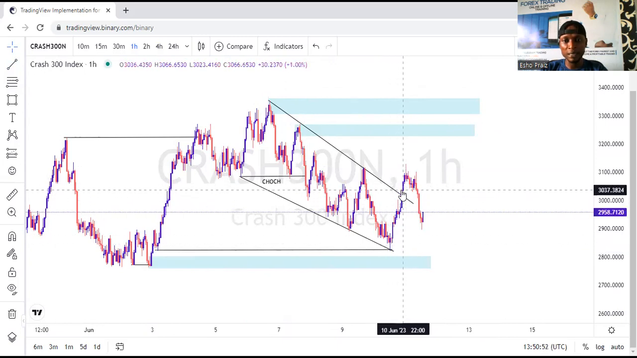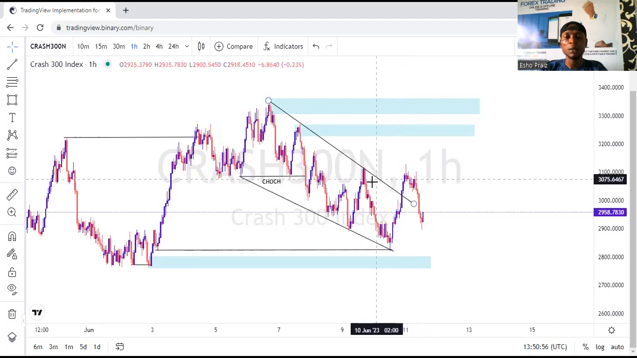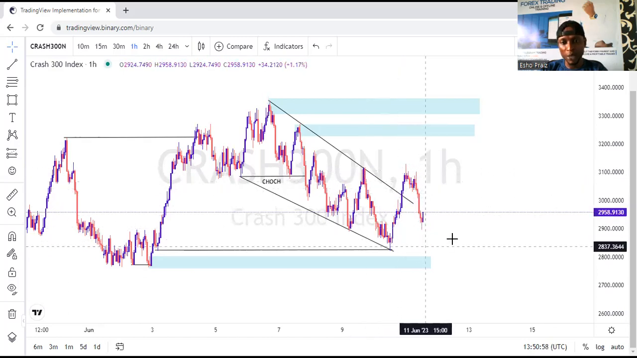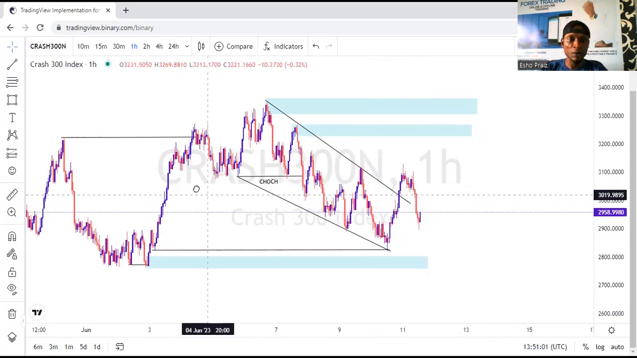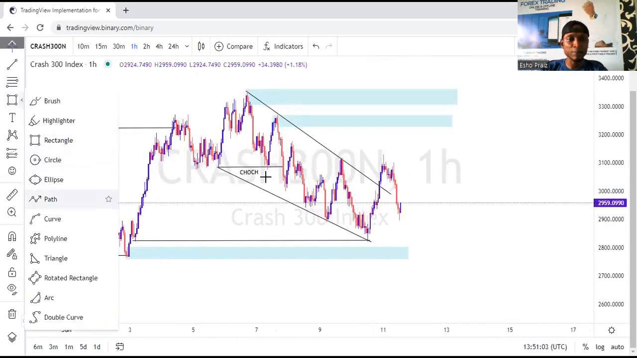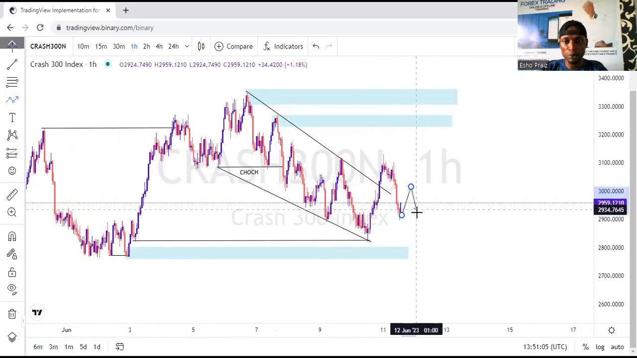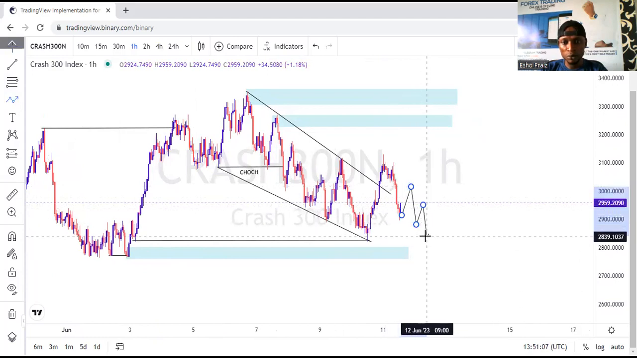I buy the market instant. I think around here, instant. But the market mitigates this order block and drops sharply. So what are we expecting now? What am I expecting? I'm still going to buy this market, trust me. So I'm expecting the market to go up, instant.